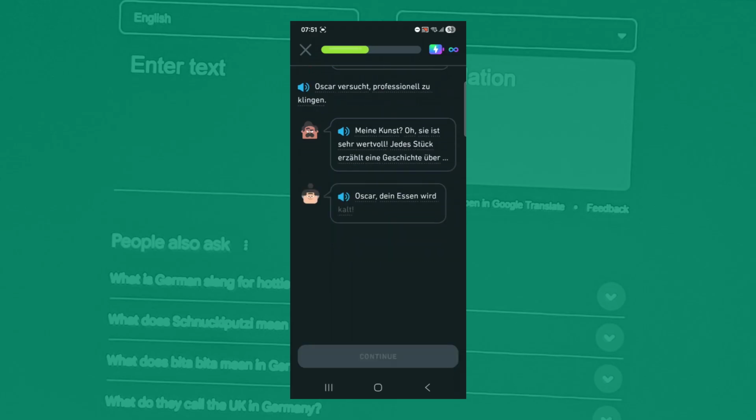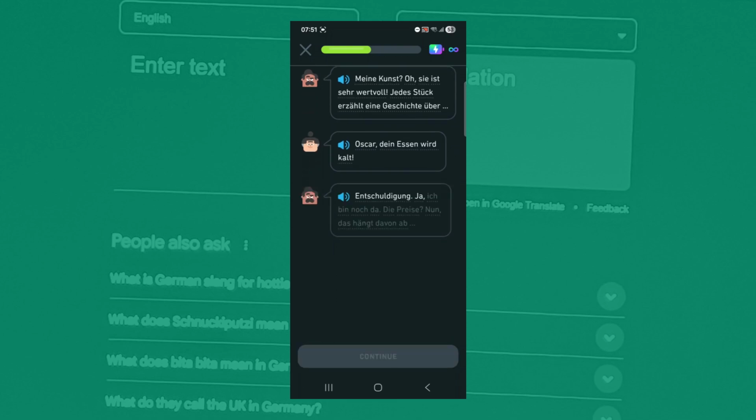Oscar, dein Essen wird kalt. Oscar, your food is getting cold. Entschuldigung. Ja, ich bin noch da. Die Preise. Nun, das hängt davon ab. Sorry, yes, I am still here. The price. Well, that depends upon.